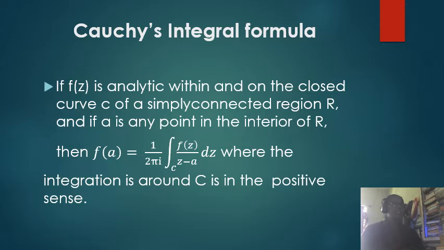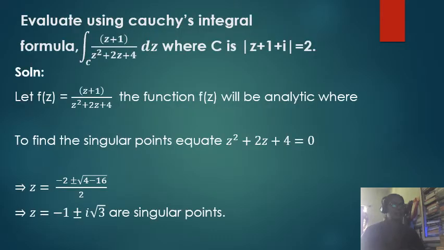Now, Cauchy's integral formula states that if f of z is analytic within and on the closed curve C of a simply connected region R, and if A is any point in the interior of R, then f of A is equal to 1 by 2 pi i integral over C f of z by z minus A dz, where the integration around C is in the positive sense. That means that the integration is in the anti-clockwise direction. Now let us see some problems.